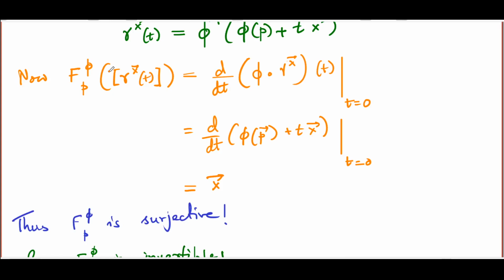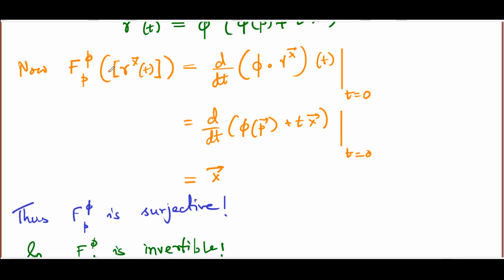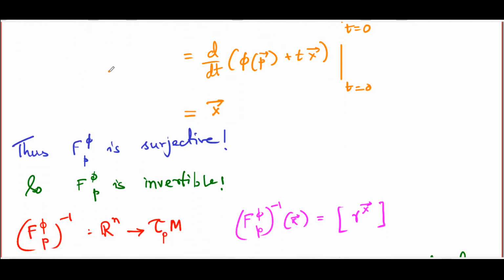And since x here is an arbitrary element of Rn, what this proves is f phi p is a surjective map, or if you don't want to sound so pompous, an onto map. So what we have shown is f phi p is both one-to-one and onto, that is bijective, or in other words, invertible. And what is f phi p inverse? It's a map which takes you from an element of Rn to an equivalence class of curves. It takes the vector x in Rn to precisely the equivalence class of the curve gamma x, the curve that we had just constructed a while ago.